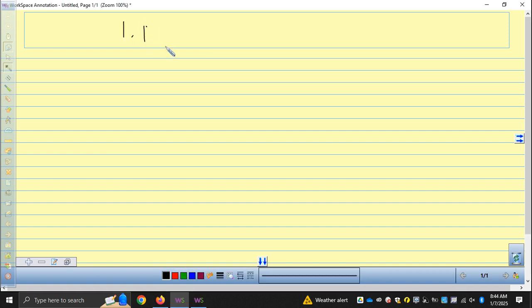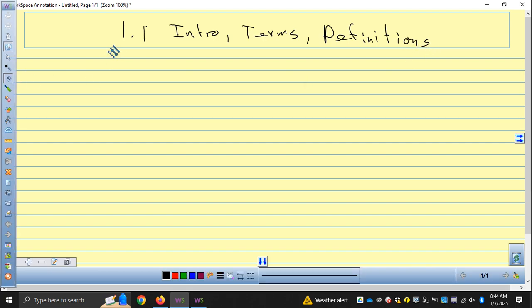1.1. We're talking about just an intro, terms, and definitions. So first off, we want to know what is a differential equation. It sounds very intimidating.